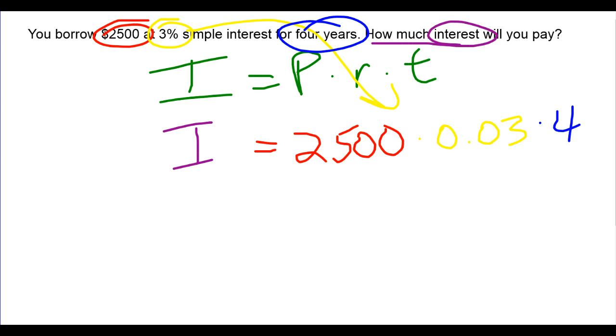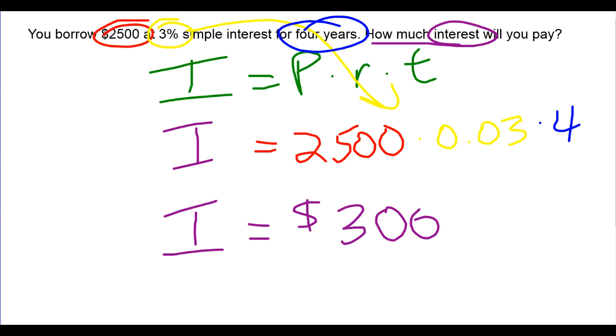If we went through and did this calculation, we'd find out how much interest we would earn over 4 years. So 2,500 times 0.03 times 4 is $300. So you would have to pay $300 in interest over 4 years. Here we don't have to multiply this by 4 because we've already adjusted it by 4 in our formula. So that's the idea. You identify what each of the numbers mean, plug them into the formula, and either calculate or solve depending on what you have.